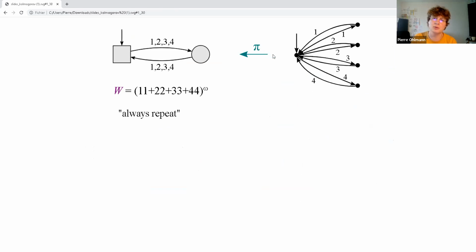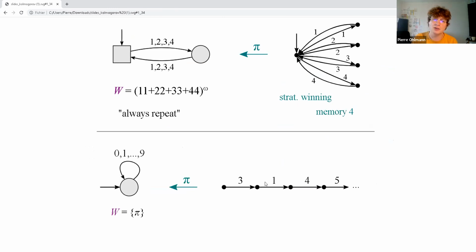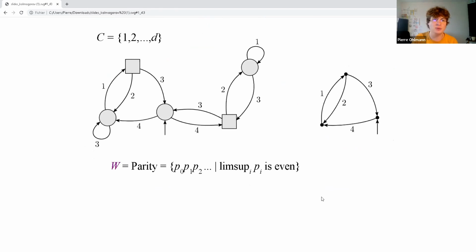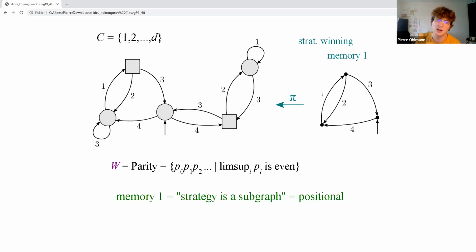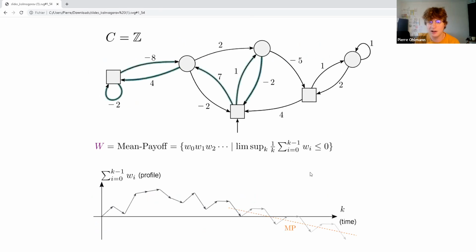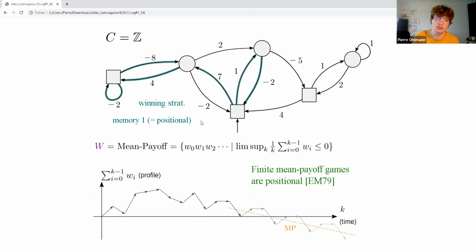This is an example where we can win, but strategies need to have memory. Here's another example where the strategy needs countable memory state. This was an example of a parity game, and we discussed the fact that parity games have positional strategies, which are the same as strategies with memory 1, which is also the same as being a subgraph. Here's a mean payoff game, and finite mean payoff games have the same property that positional strategies are optimal.